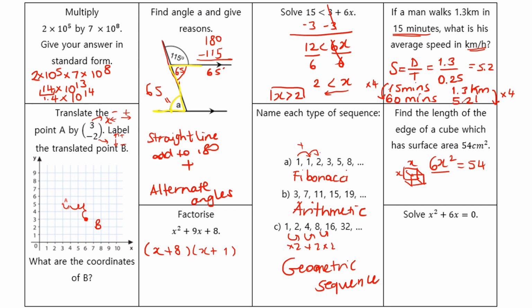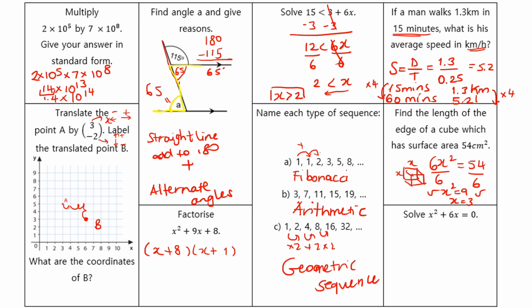So the inverse of 6 lots of x squared is times, we're going to have to divide, which x squared is going to be 9. And to square root both sides to find out what x is, it's going to give us 3.